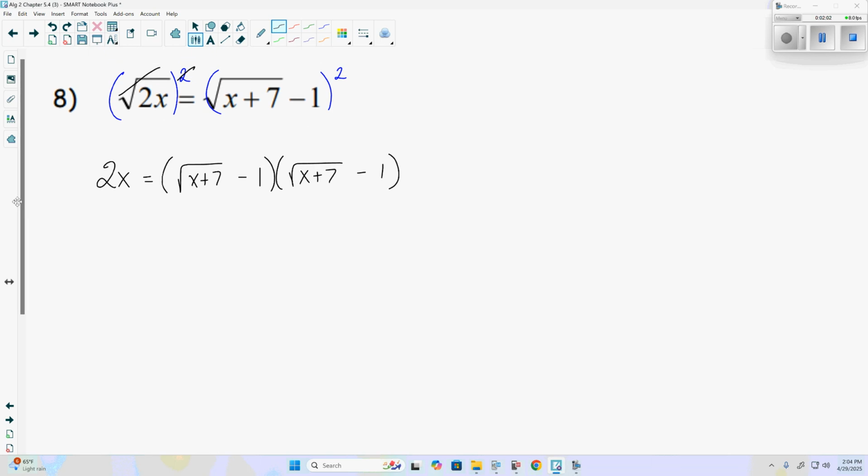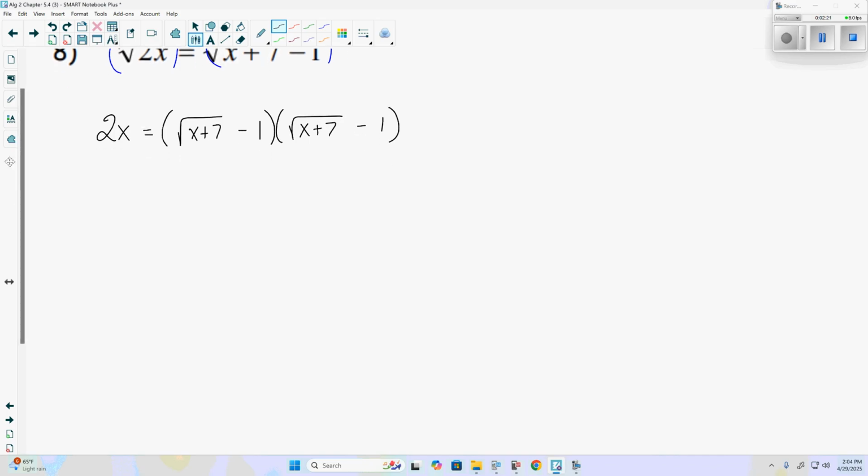Question so far? Since we have that square root minus 1, 2 terms being subtracted, we can't just square the square root and square the 1. We have to actually distribute out. Kind of like what we had with p plus 1 yesterday. 2 terms being added or subtracted, we have to multiply out. Now the first one, so we have 2x.